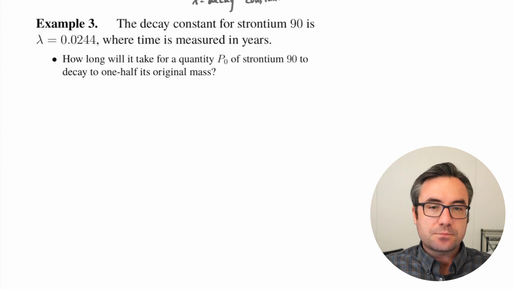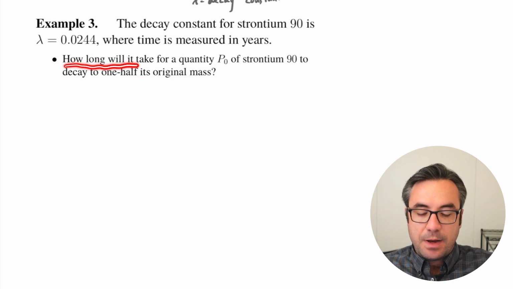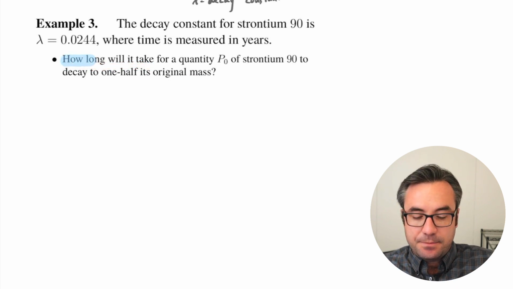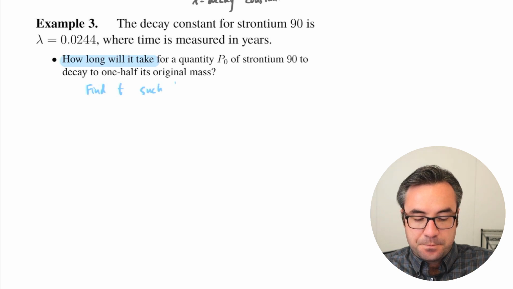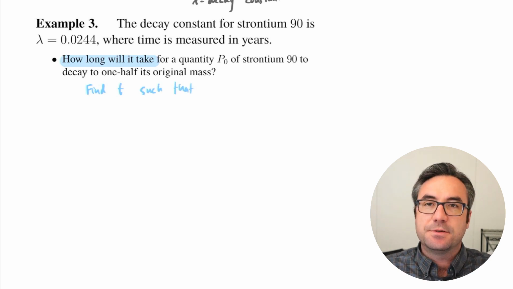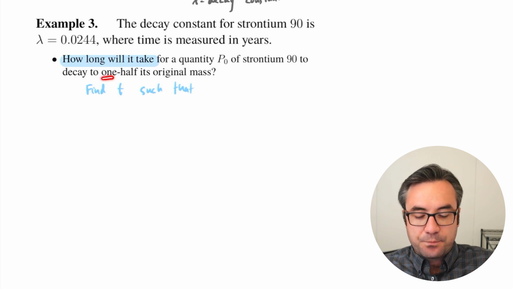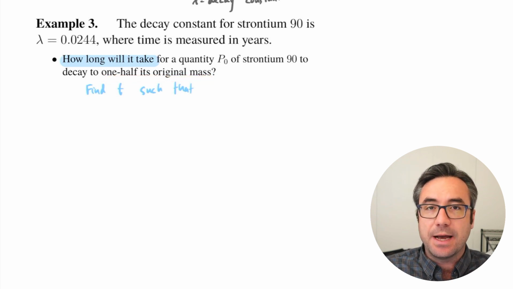All right, so what do we need to find here? Well, it's really asking us, how long is it going to take? So that means we need to figure out t. It's asking us to figure out the amount of time. So find t, and we want to know how long it's going to take to get down to half our original mass.